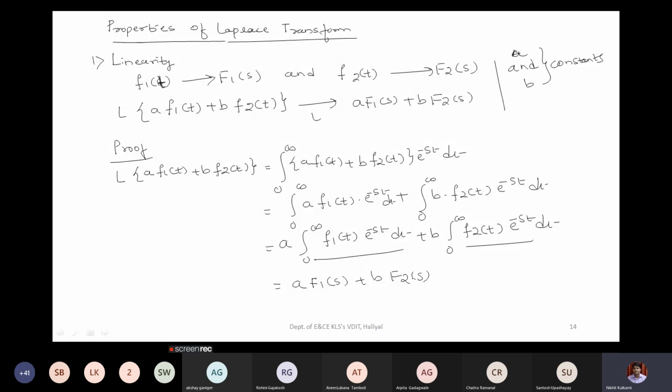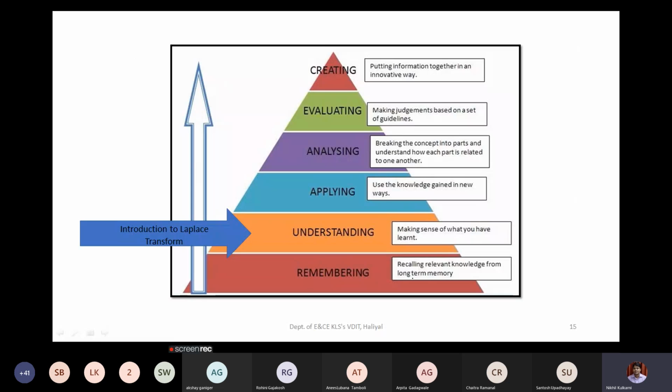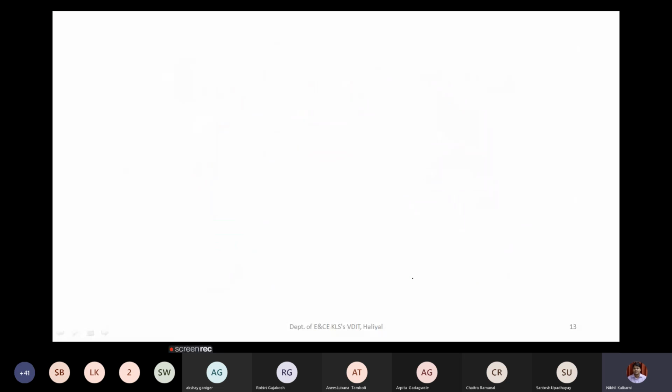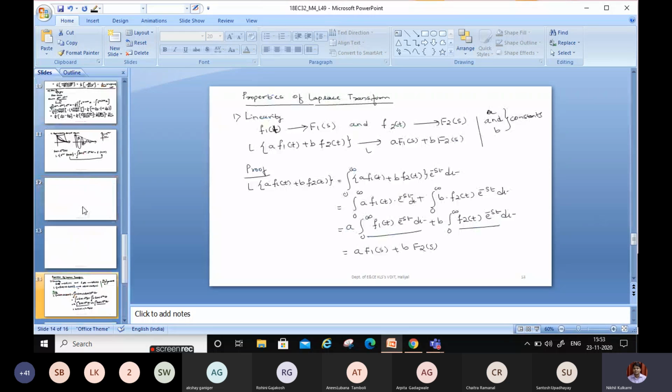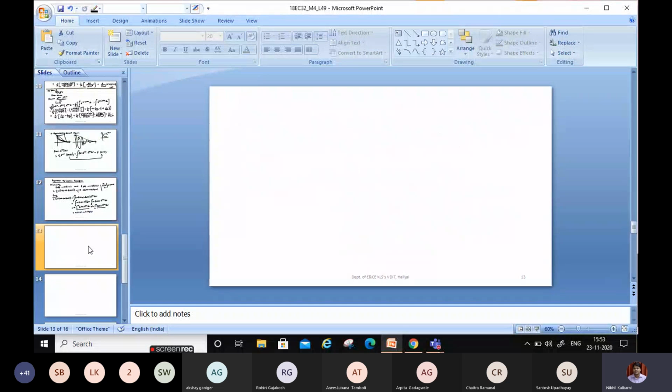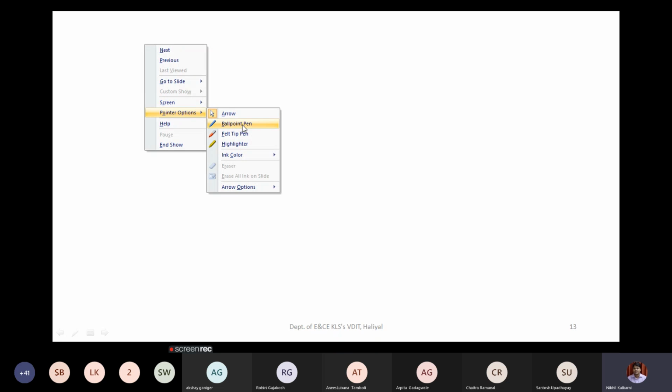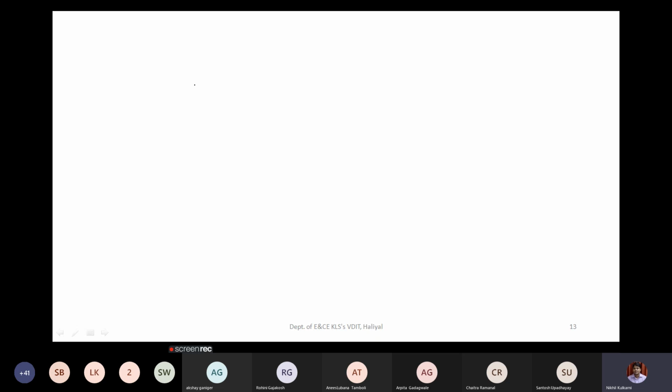Okay, so next, that is the second property. If I consider one more property, we will discuss this and we'll wind up anyway. The second one is called time scaling.